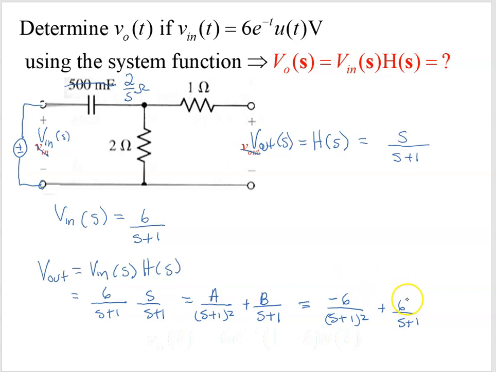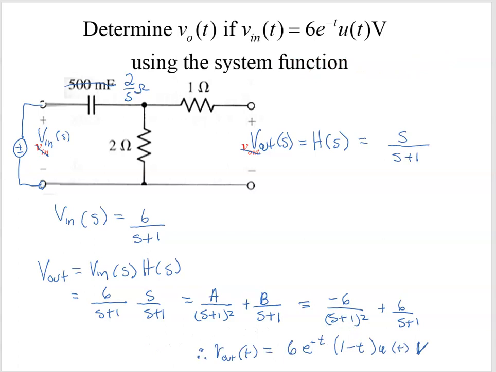And again, insert s is equal to 0. We get negative 6 over (s plus 1) squared plus 6 over (s plus 1). And then we can convert that back to time domain. So our output voltage then is 6e to the negative t, and then this multiplies by negative t because it's a negative 1. So that's the 6, and there's our 1, and it's all a unit step function. So that's how we can use our system function. Made it very easy by analyzing this in the frequency domain.